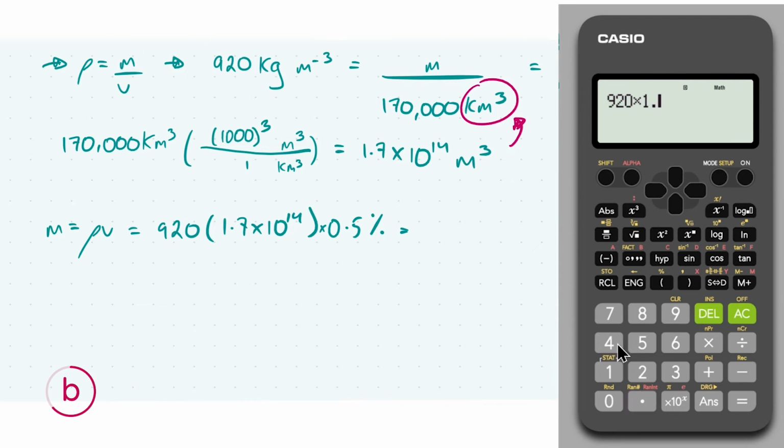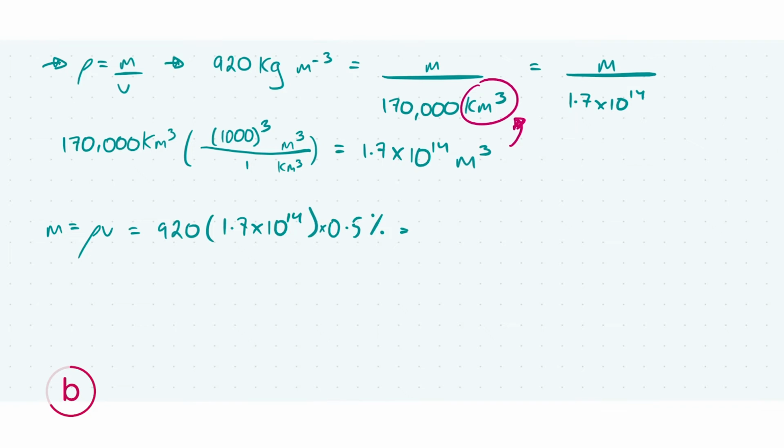As always, here's my calculator, and we're going to do 920 times our 1.7 by 10 to the 14, and then we're going to multiply by our 0.52. When we get that 0.52, we're just going to multiply by 0.5%, which is what we were asked for in the question. And that should give us an answer of 7.82 by 10 to the 14. That's the value that we get, and obviously you have to remember your SI units.